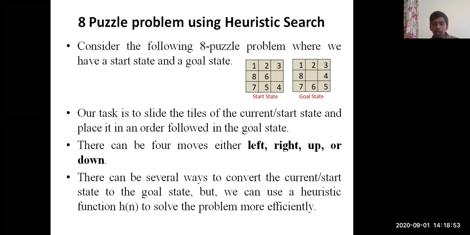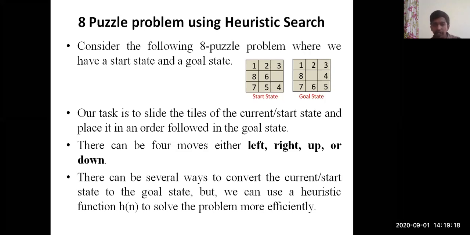Our task here is to move the slide from the current state and reach the goal state. In order to reach the goal state you need to move the slides in different directions. There are four possibilities: you can move the slide down, up, right, or left. You can move it in any direction and finally reach the goal state. That is what we will be discussing today.